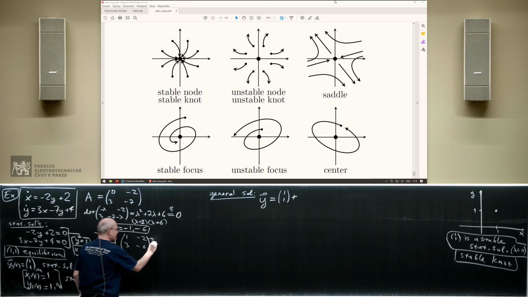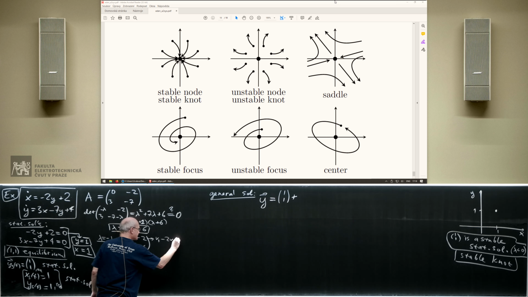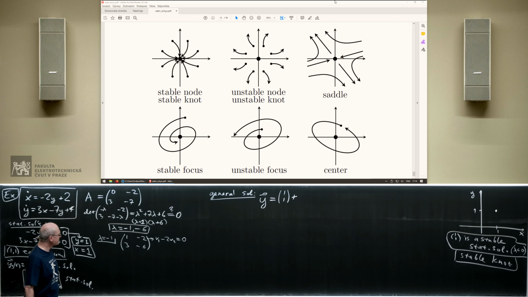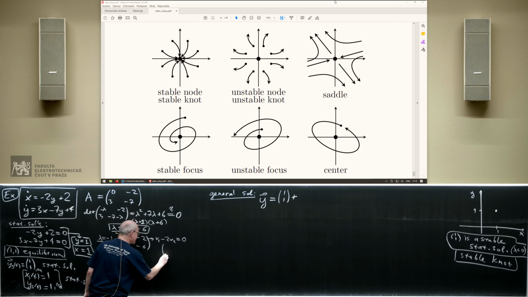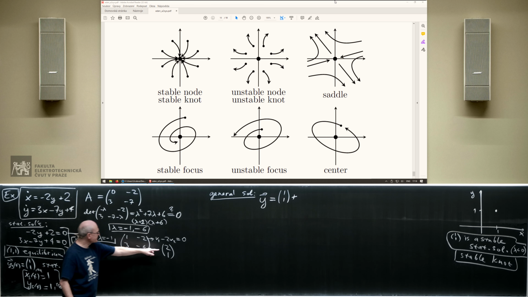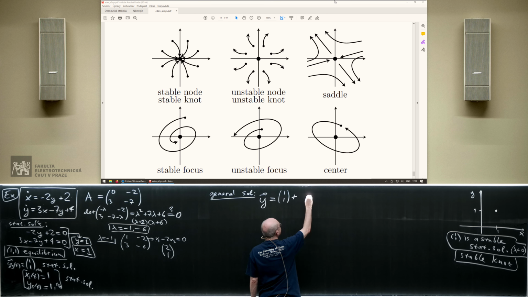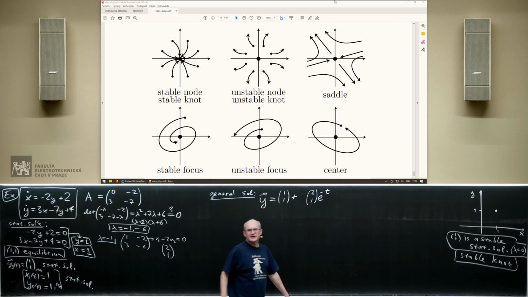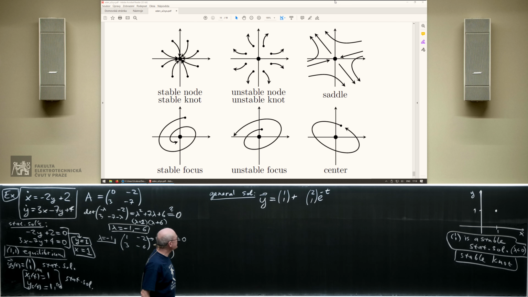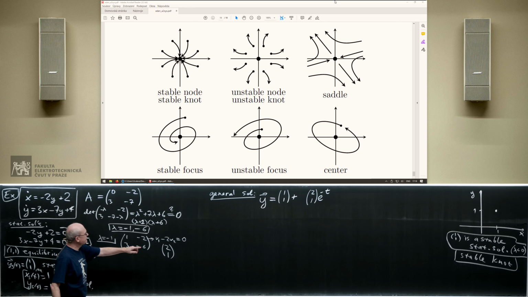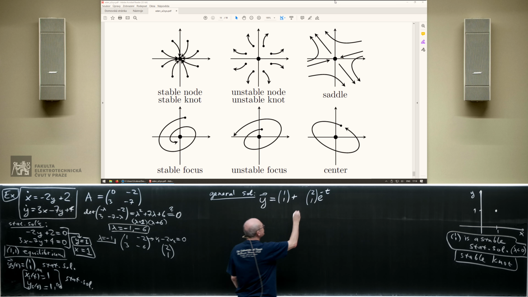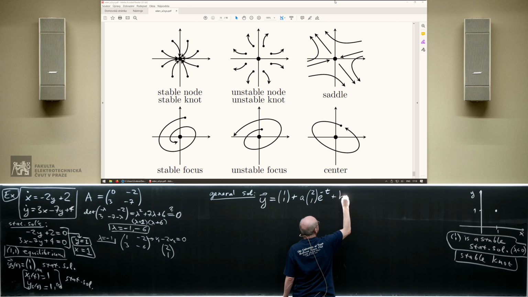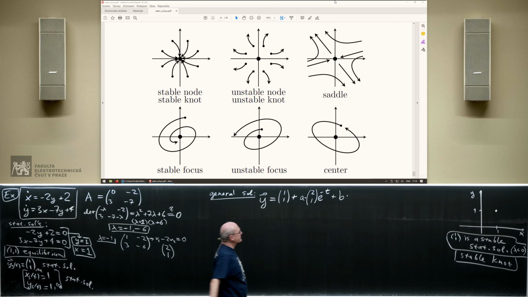This means that the equation is v1 minus 2v2 is 0, and therefore I can find the eigenvector. I put 1 for v2, and then v1 will be 2. So I have lambda, I have the eigenvector, and I can use it to create the first vector in my solution, or rather in my fundamental system. It's e to -t, because lambda is -1, and the eigenvector. And this is taken a times. And then b times the second component in my fundamental system.